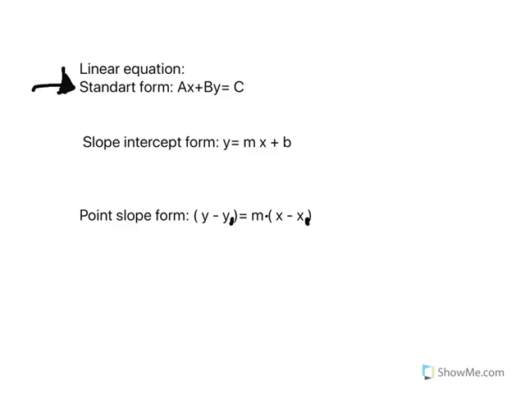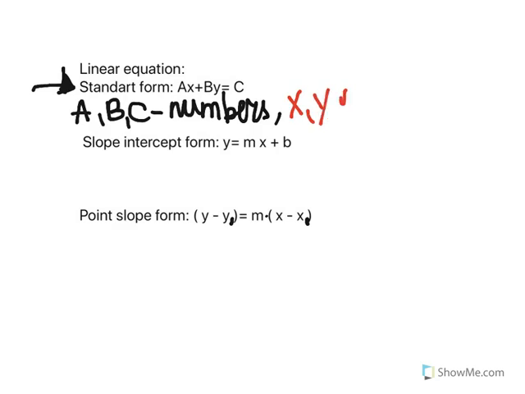Okay, let's start with a, b, and c. Well, a, b, and c are constants, in other words, they are always numbers. And x and y are always variables. Here is the example: 3x plus 2y equals -6.